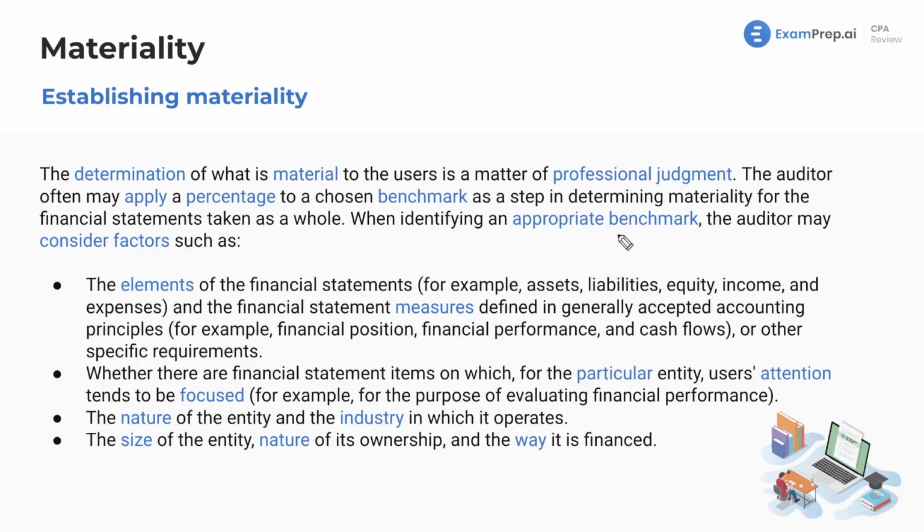When identifying an appropriate benchmark, the auditor may consider factors such as the elements of the financial statements. So, for example, these specific account balances in the financial statement measures defined in GAAP. So, we'll take those into account as well. We want to consider whether there are financial statement items on which, for the particular entity, users' attention tends to be focused. We mentioned this again. Anything that the users would want specifically.